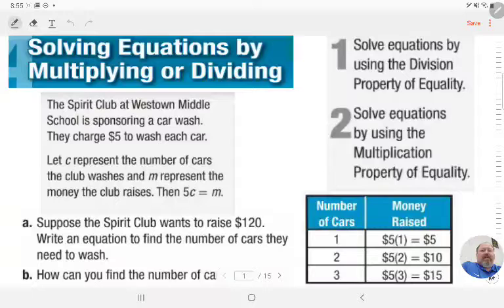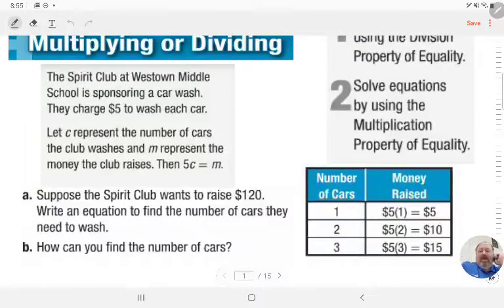All right, so the Spirit Club of Weston Middle School is sponsoring a car wash. They charge $5 to wash each car. Let C represent the number of cars the club washes, and M represent the money the club raises, then 5C equals M. So suppose the Spirit Club wants to raise $120. Write an equation to find the number of cars they need to wash. Well, we could easily put 5C equals 120 because that's the total money that M represents, so 120.